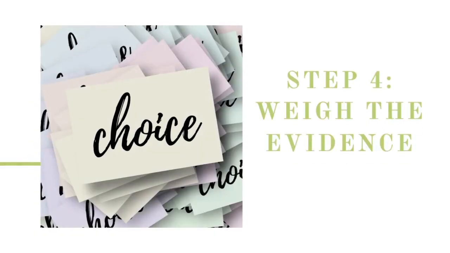Step 4, weigh the evidence. Once you have identified multiple alternatives, weigh the evidence for or against the said alternative. Take a look at what companies have done in the past to succeed in these areas and take a closer look at your organization's own gains and losses. Identify the potential disadvantages for each of your alternatives and weigh them against the potential rewards.